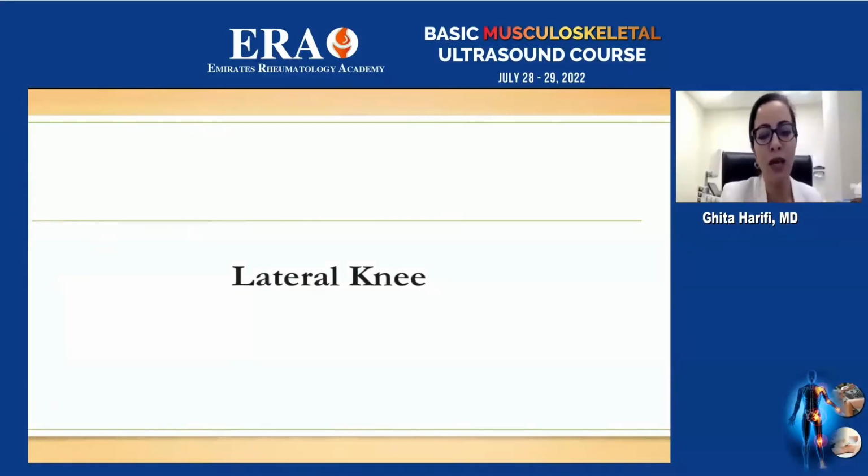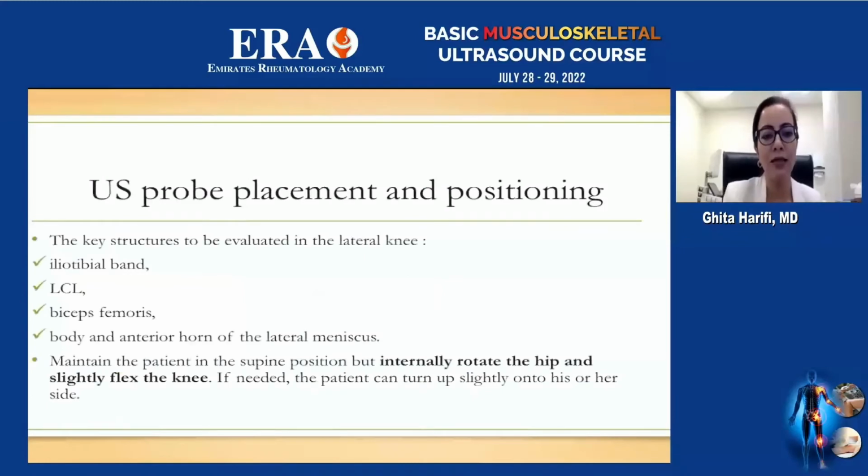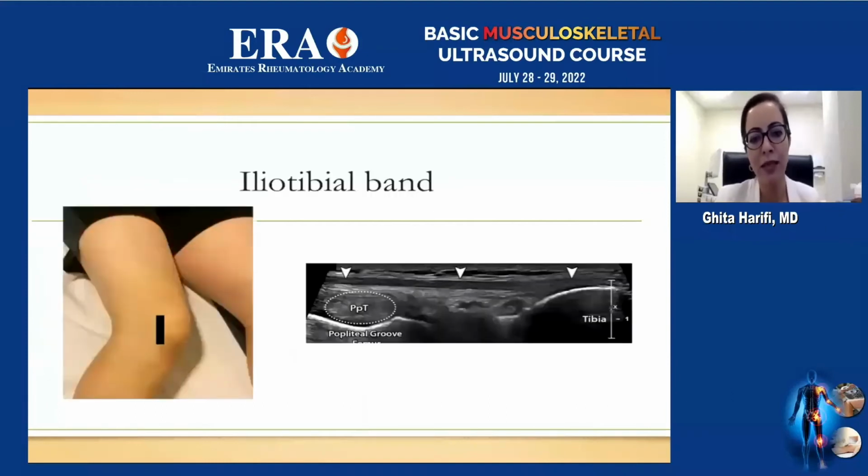Now we move to the lateral knee, and the key structures to be evaluated will be the iliotibial band, the lateral collateral ligament, the biceps femoris, and the lateral meniscus. Here we maintain the patient in the supine position, but we internally rotate the hip and slightly flex the knee to be able to appreciate the lateral structures. So for the ultrasound evaluation of the iliotibial band, this is the probe position, with an internal rotation of the hip.